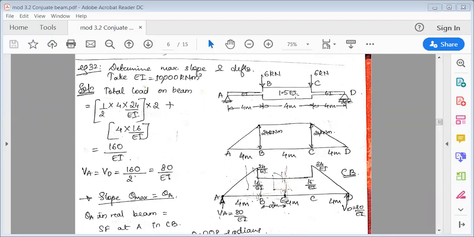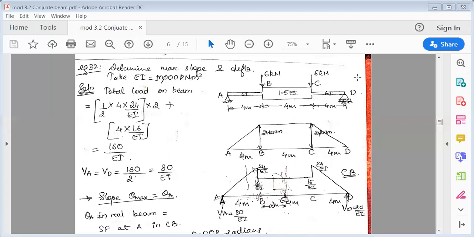Again it's a symmetrical problem. If you cut the section exactly at the center and flip it over, it will become a symmetrical section. Once you draw this given diagram, the next step is to draw the deflected shape of the beam. Of course, deflection is maximum below the point loads here.